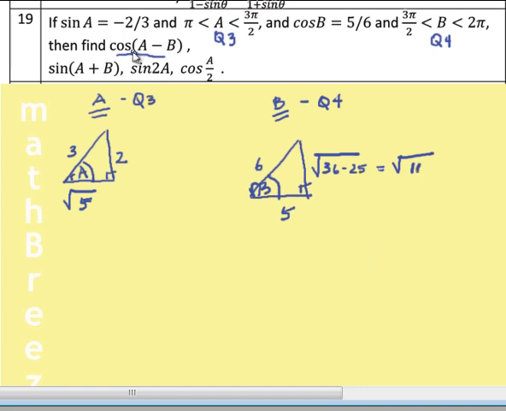And now we can figure out these identities. Let's write out cos A minus B. Let's just write it out. Cos A cos B plus sine A sine B. So for cos A, we were given that. We have 5 over 6.